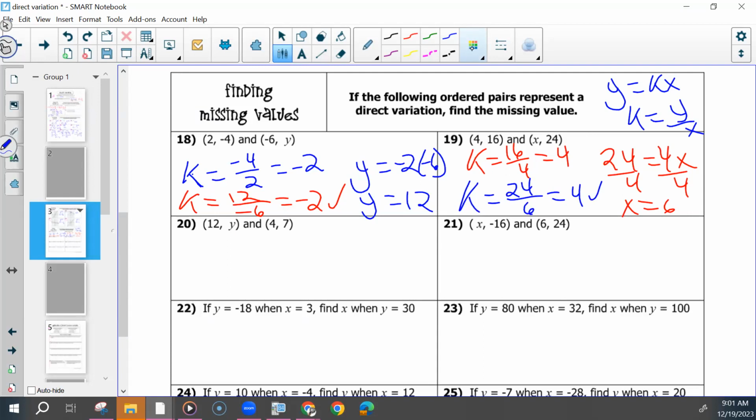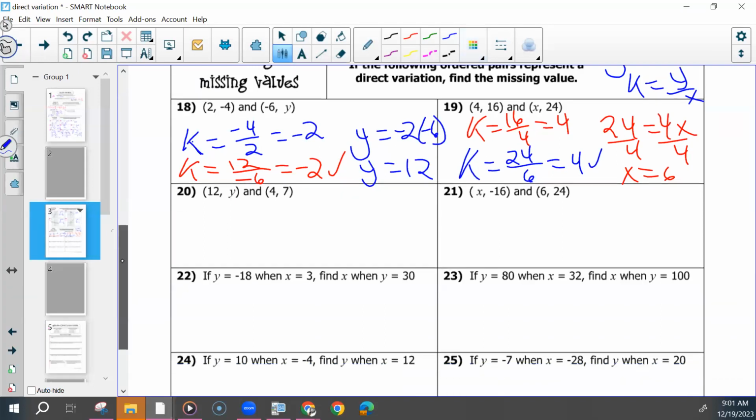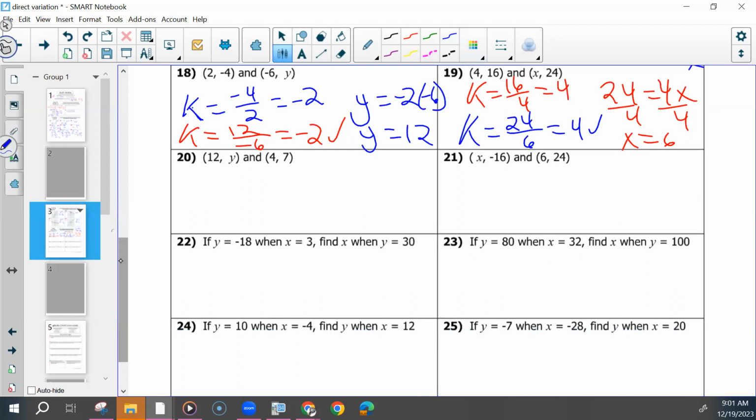These bottom ones, 22 through 25, are the exact same thing. They just have more words. So for 22, if y equals -18 when x equals 3, find x when y equals 30, what would be our first step? What did we do first in those previous problems? So we look for k, so k equals -18 over 3.